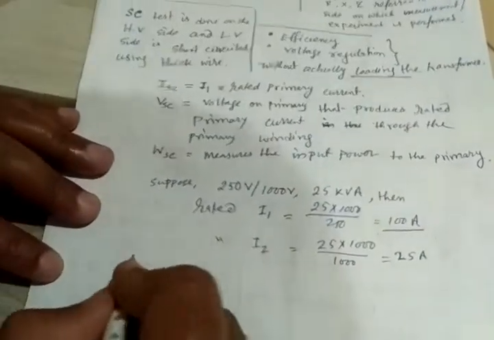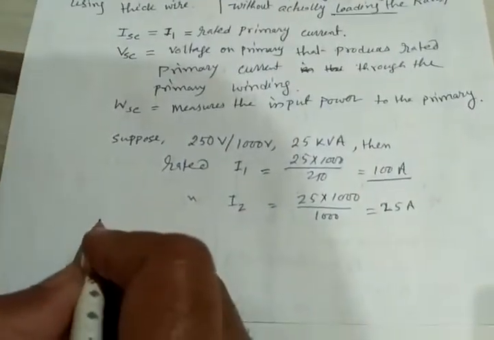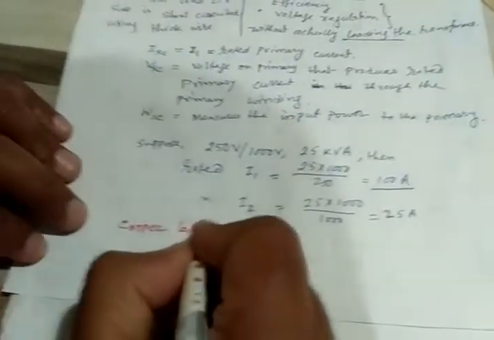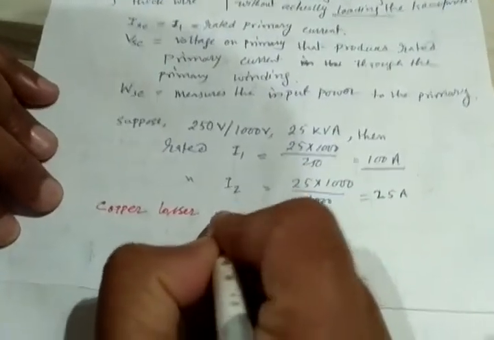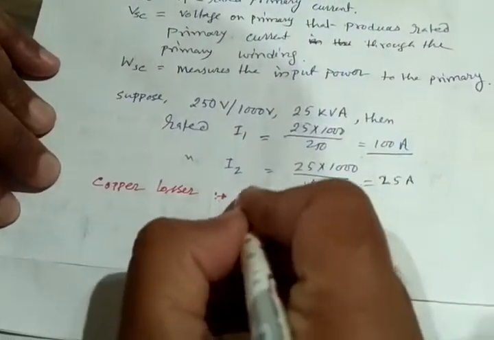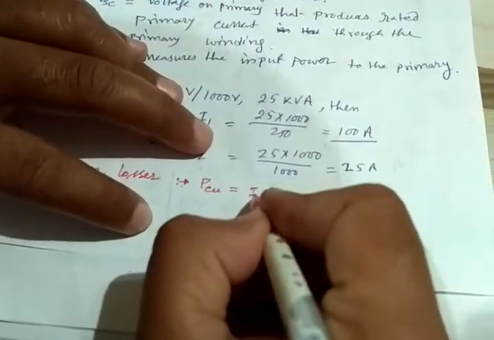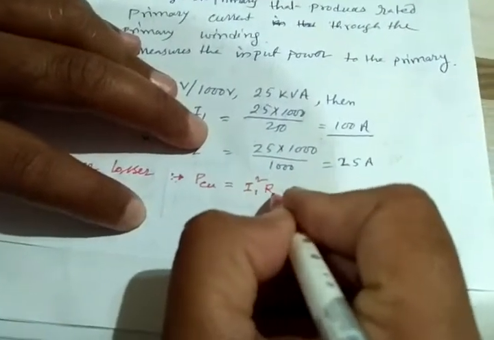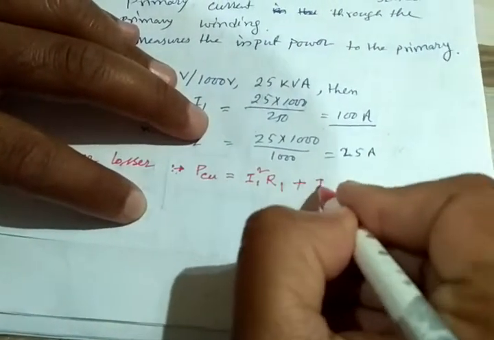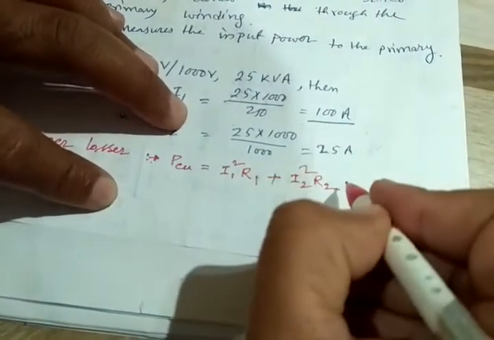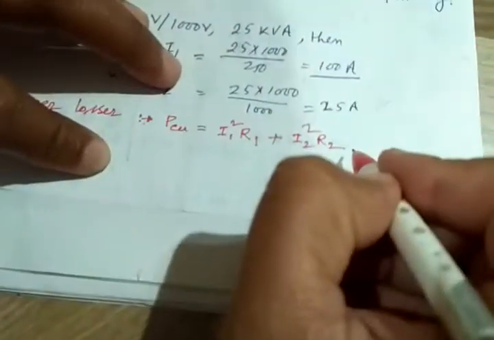So if we say the copper losses, now let's say copper, what will be the copper losses? So this input power, let's say copper losses or winding losses, copper losses or I square R losses in the winding. What will be the total value? Total value will be, suppose this is PCU, copper loss. So total value will be primary side rated current I1 square into R1 plus I2 square into R2, secondary rated current into this. So this will be the total copper loss.